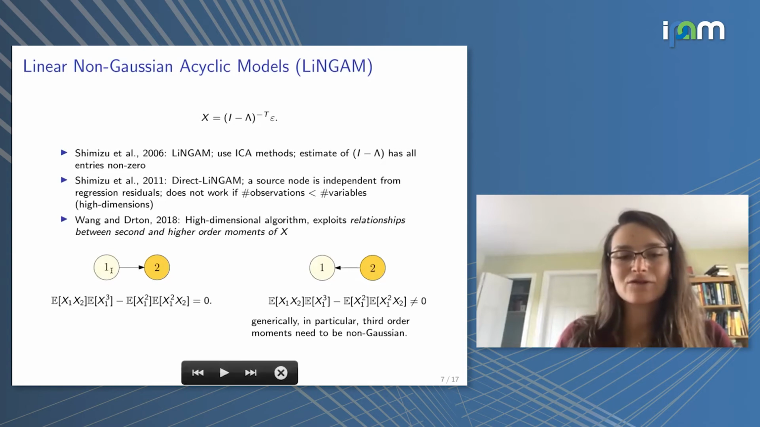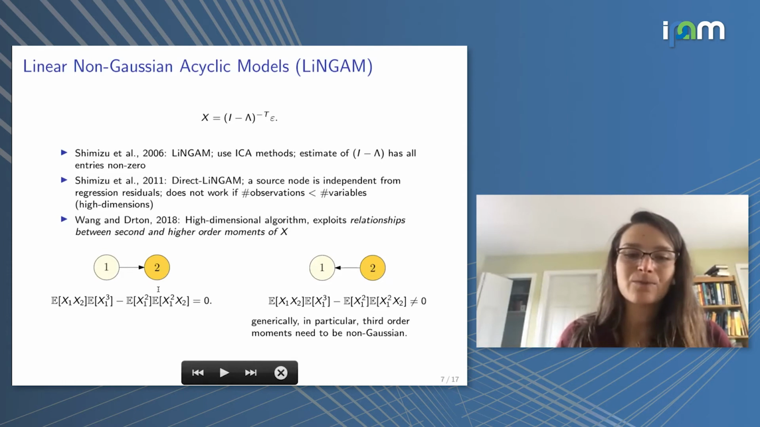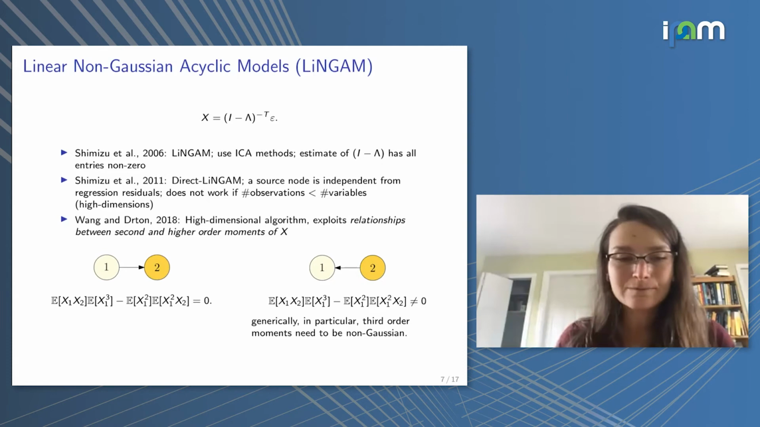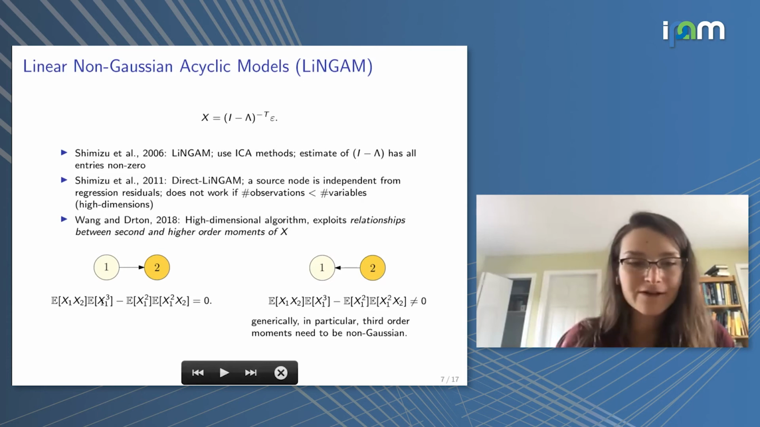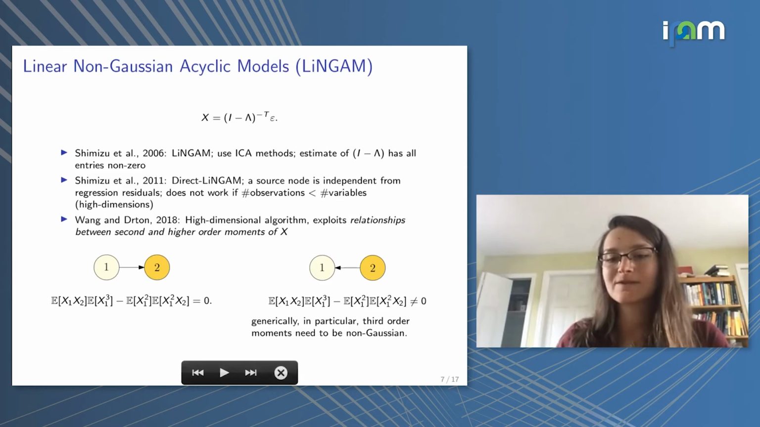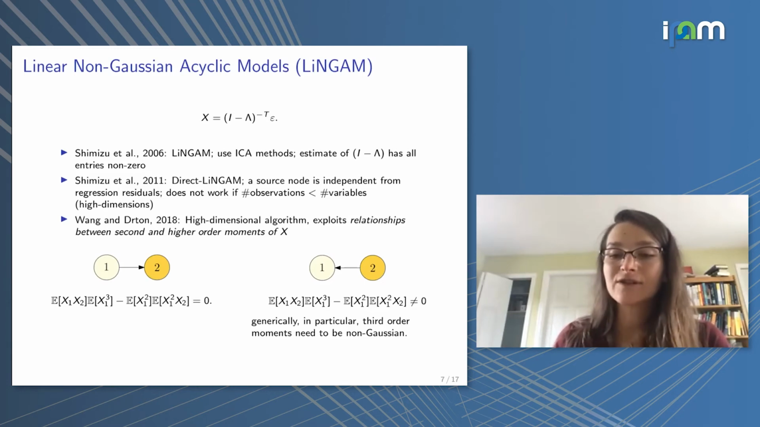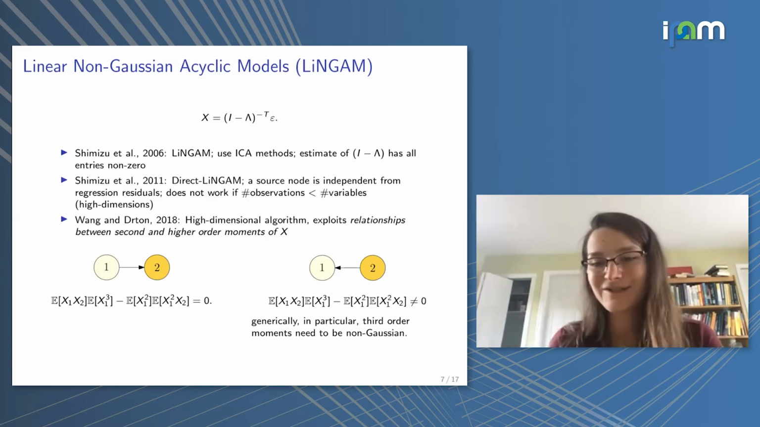Here is a very nice example. Think about these two models: does 1 cause 2 or does 2 cause 1? If you assume that both x1 and x2 have mean 0, then in the first case, this equation between the second and third order moments is 0. This is the second order moment, and this is the third order moment. And in the second case, this equation is actually non-zero. And of course, that's generically, so it has to be generic in the sense that this equation is non-zero.